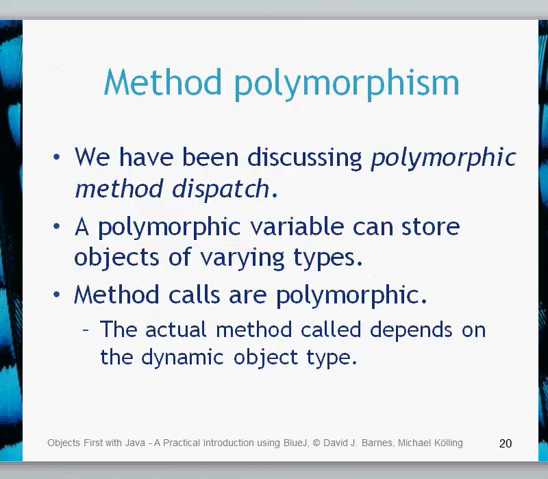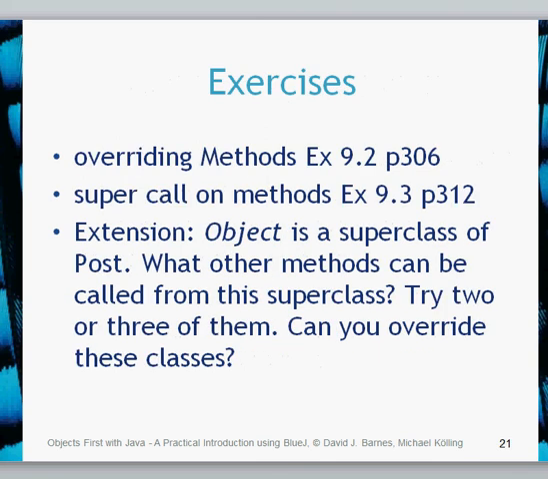So, in summary, what we've been looking at is polymorphic method dispatch. A polymorphic variable can store objects of varying types, and we've discussed the static types and dynamic types, and we've also seen that method calls are polymorphic. The actual method call will depend on the dynamic object type in question. Okay, that's pretty much the main introduction to method polymorphism, and I've got some exercises for you to do there. Okay, see you next time.